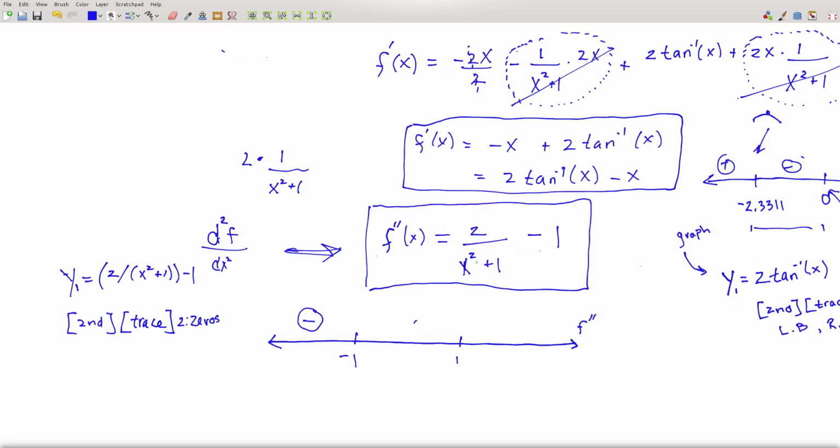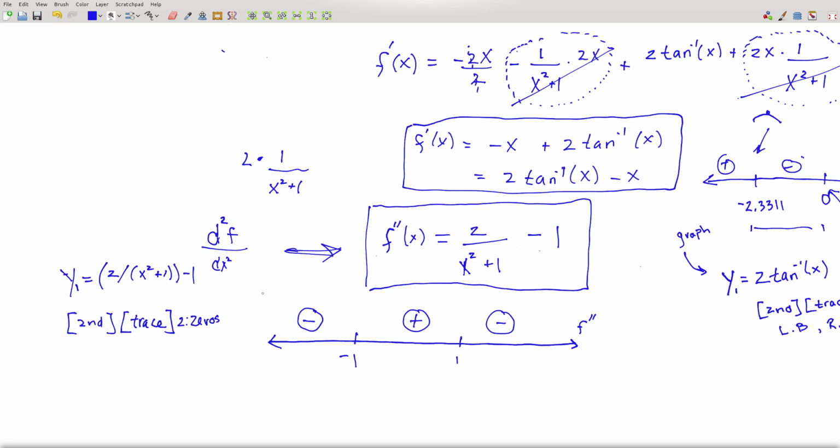On the other hand, let's choose a value that is between -1 and 1, say 0. Always a nice choice when you can choose 0. 0 squared is 0, 0 plus 1 is 1, so this would become 2 over 1, which is 2 minus 1, certainly 1, that's positive, so this part must be positive. If we choose a value that's larger than 1, say 2 again, that becomes 2/5 minus 1 again, which has to be negative. So here's my sign chart.